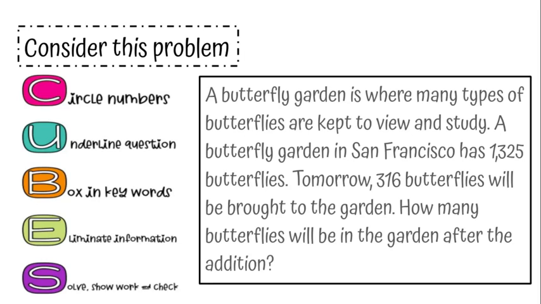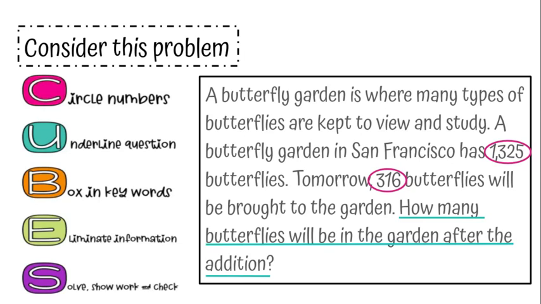Now let's consider a second problem. A butterfly garden is where many types of butterflies are kept to view and study. A butterfly garden in San Francisco has 1,325 butterflies. Tomorrow, 316 butterflies will be brought to the garden. How many butterflies will be in the garden after the addition? So we're going to use this cube strategy again. First thing we do is circle our numbers, 1,325 butterflies and 316 butterflies. Then we're going to underline that question. How many butterflies will be in the garden after the addition?